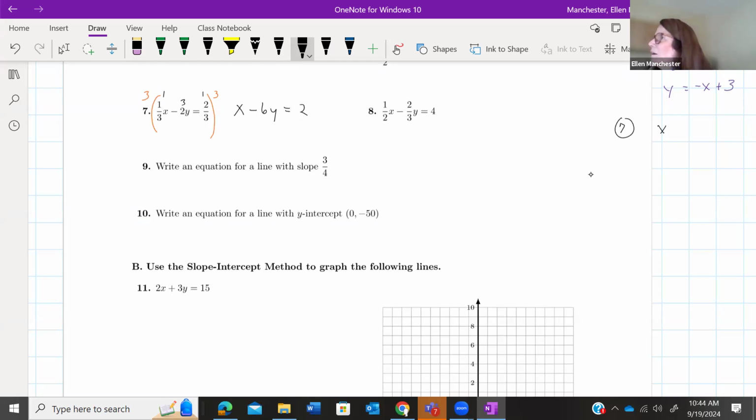Say that again. Yeah, and then it pulls down. Yeah.